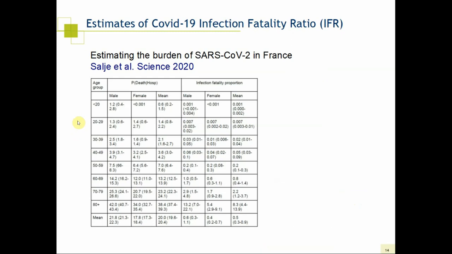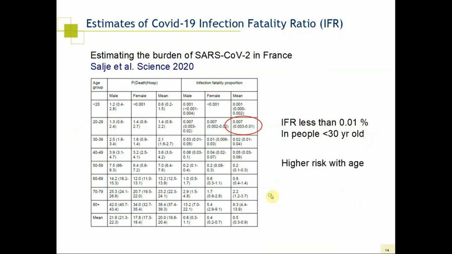So for each age group, they calculated the probability of being hospitalized if infected, and the probability of death if you were hospitalized. And then they managed to get an estimate of the infection fatality proportion. That is, what is your risk of dying if you get infected? For a young adult, like 20 to 29 years old, this will be less than 1 in 10,000 chance of dying if you're infected with SARS-CoV-2, if you're a young, healthy adult. Now, as you get older, the risk gets higher.